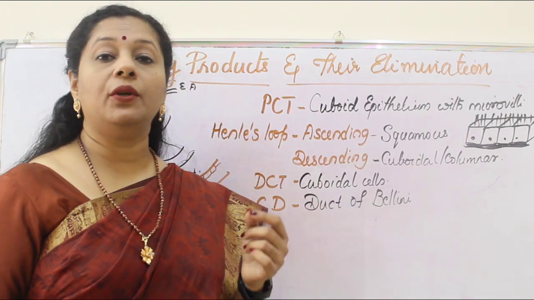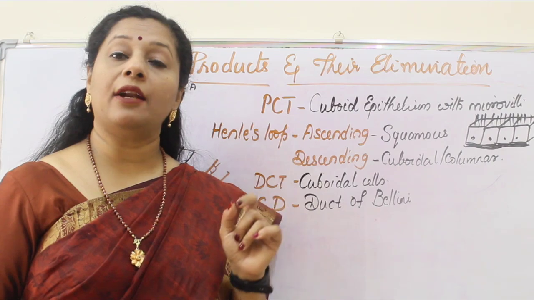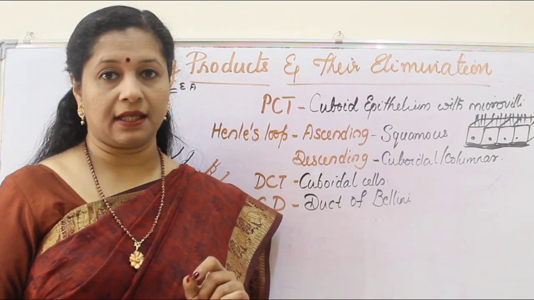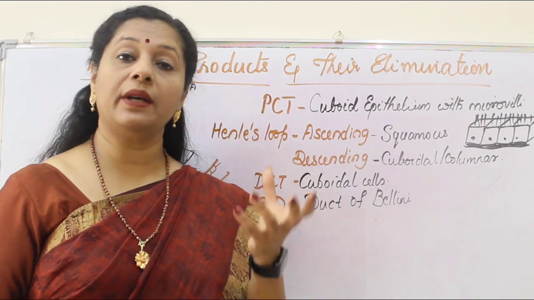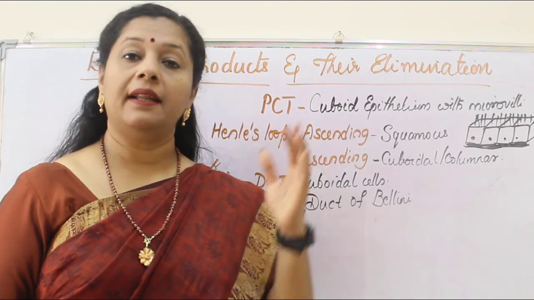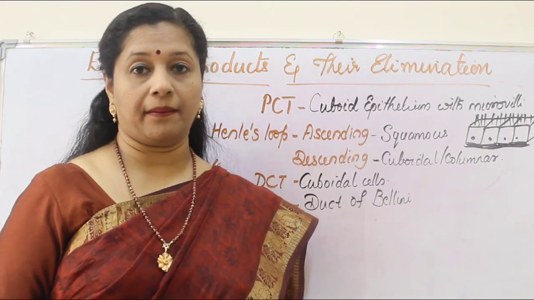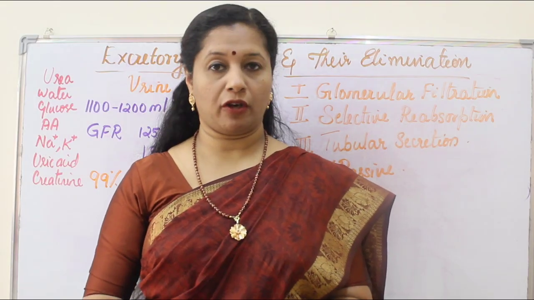And finally, you know that many DCTs from different nephrons come and open into the collecting duct. But these collecting ducts also eventually join together, a few of them, forming the duct of Bellini. They will be opening out into the pelvis, releasing the urine. Now we will move on to the process of urine formation.